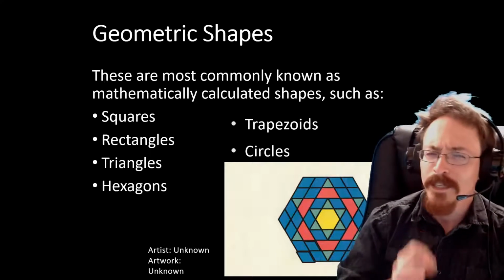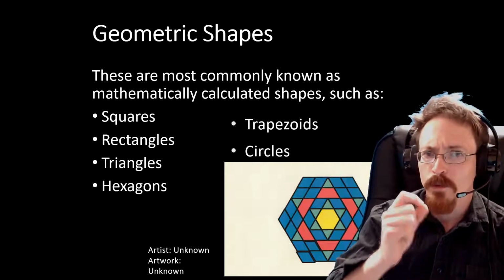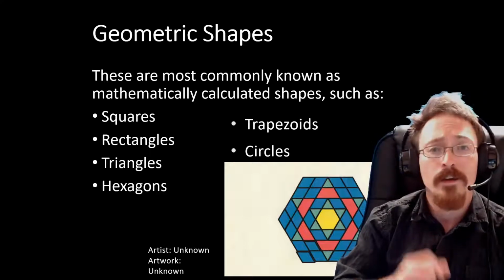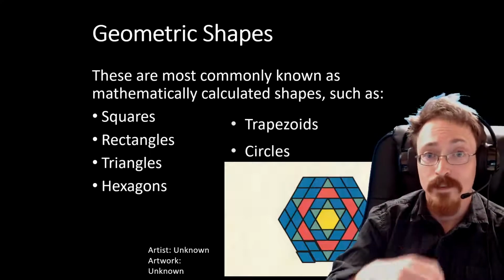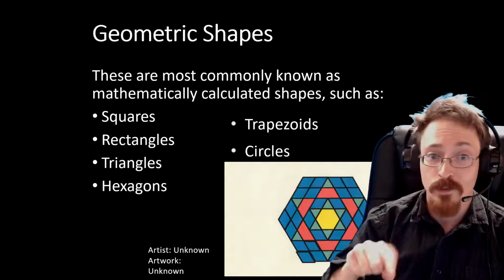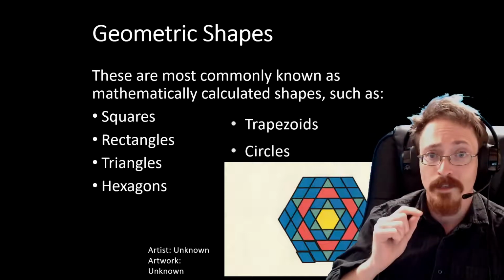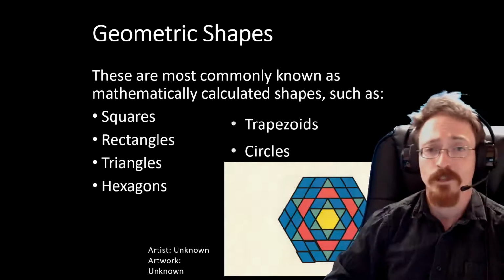A very easy way to remember what a geometric shape is: if it has a point, if it has an angle, or if it's a circle. If it's a shape that you recognize, it's a geometric shape.